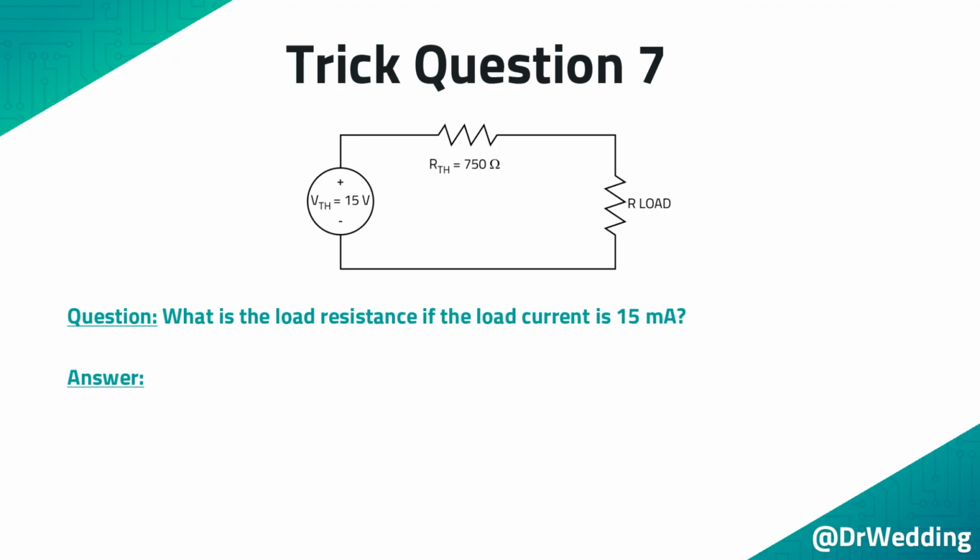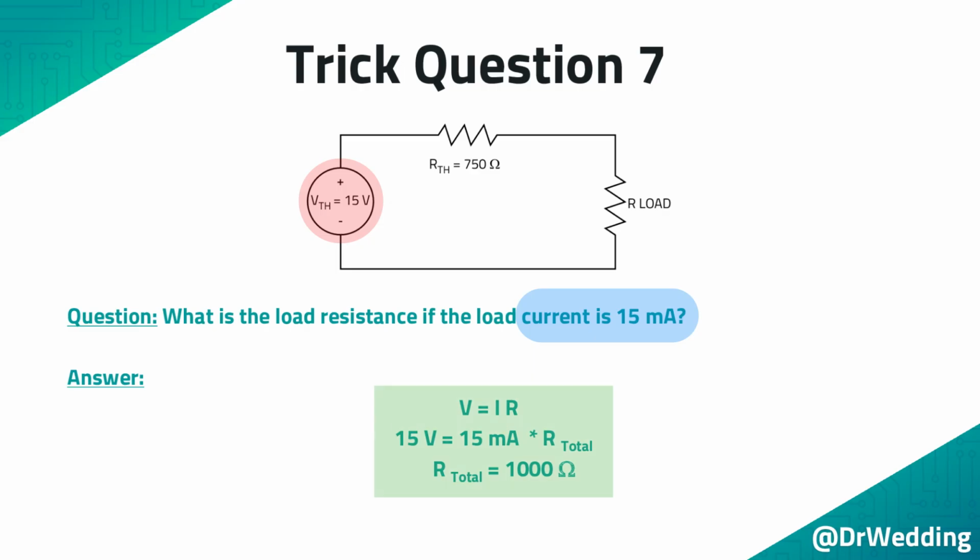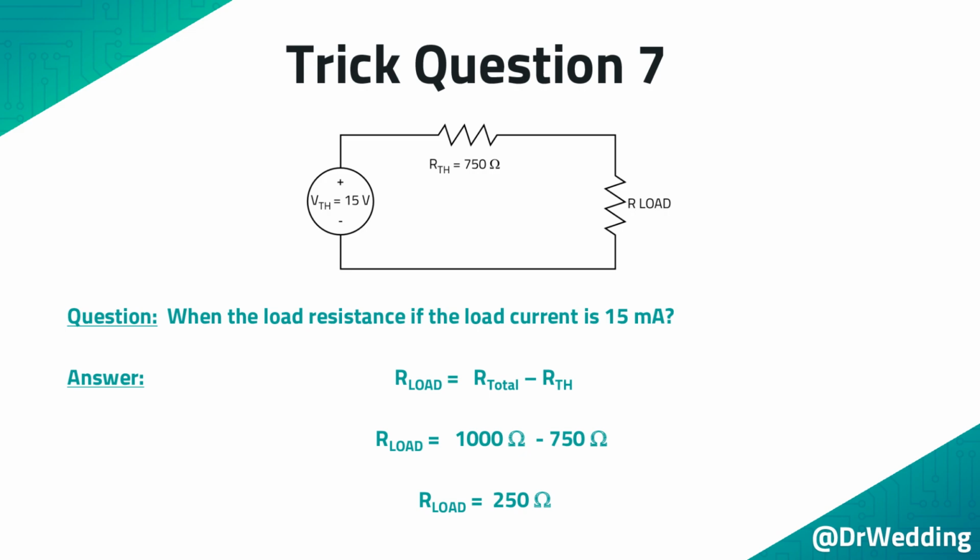The question told you that the total current is 15 milliamps. And when you look at the circuit, you can see the total voltage is 15 volts. Using Ohm's law, you can find the total resistance of the series circuit is 1000 ohms. But be careful, this problem used the total voltage and the total current. So this is the total resistance. This is not the load resistance that the question asked for. The total resistance is the sum of both resistors. So the total resistance minus the Thevenin resistance is the load resistance. Therefore, the load resistance is 250 ohms.